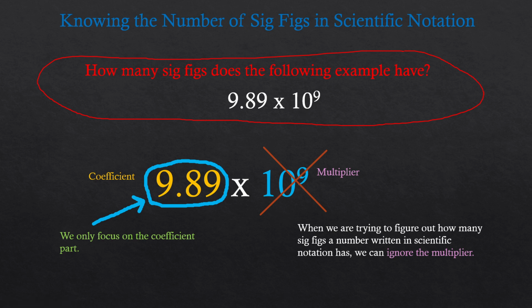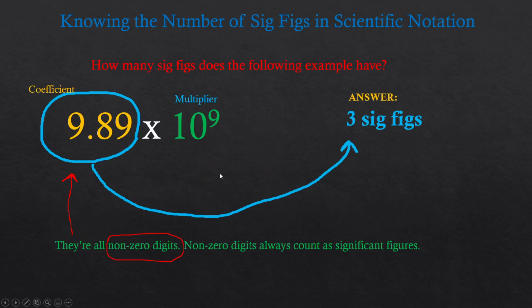When we are trying to figure out how many sig figs a number written in scientific notation has, we can ignore the multiplier. Over here to the right side is the multiplier, so we just ignore it. We focus only on the coefficient part. Therefore, in this example, our coefficient is telling us that we have a total of 3 significant figures. Everything that is inside the circle is considered a non-zero digit. And non-zero digits always count as significant figures.